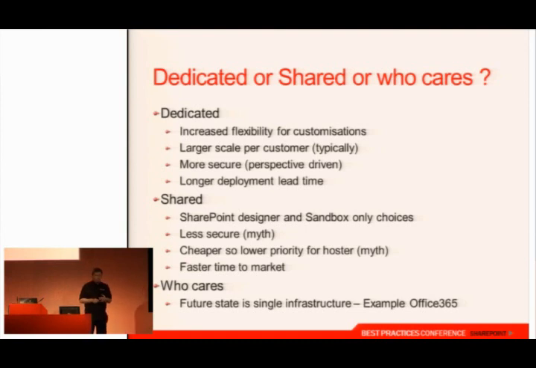Considered more secure. In what way? Well, from a security perspective, people think, well, I don't want to share my data. I've got sensitive information. It's going to sit in a database with somebody else's. That's not so much of a concern because people understand the security model. SharePoint segregates your data. Where people get a little bit twitchy is things like search.